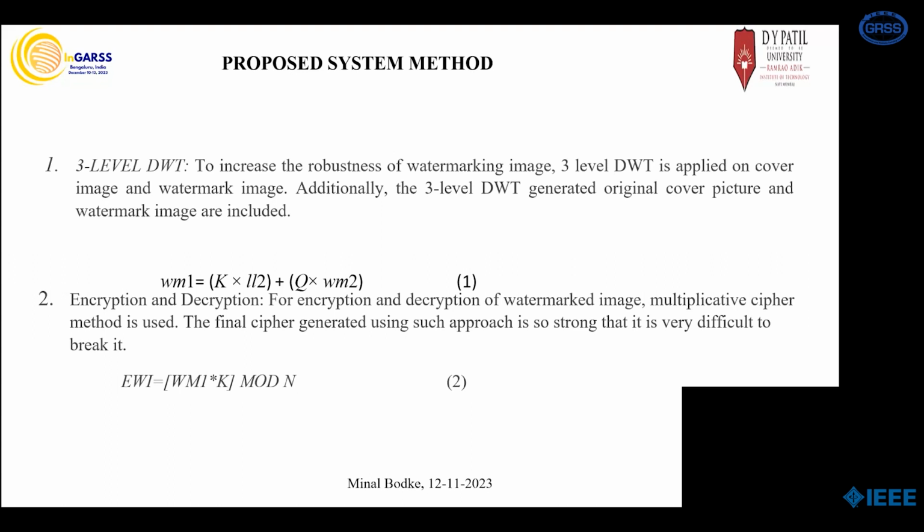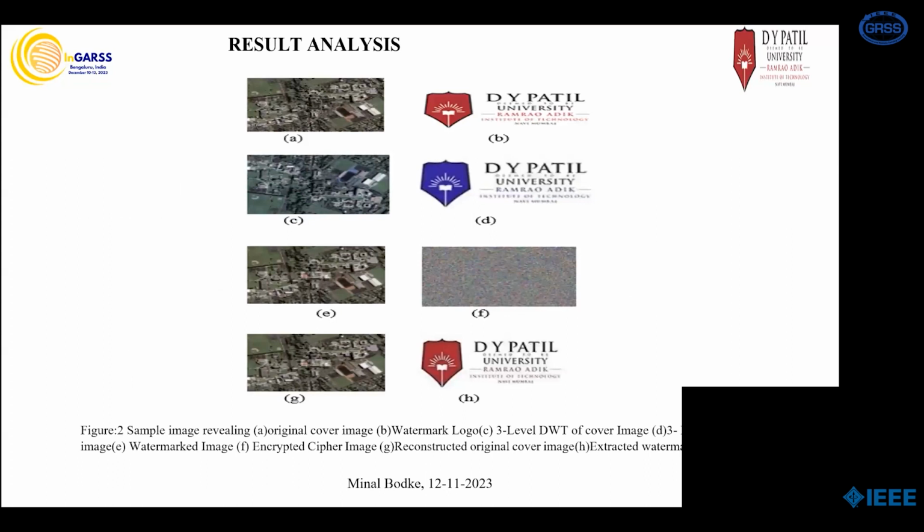Once we have obtained the watermarked image, in the second step we perform the encryption using the multiplicative cipher technique, which is a very simple multiplication. Here we multiply the watermarked image by the key according to the mathematical equation given in equation 2. In this way, we receive a cipher image, and at the receiver end, the process is reversed. We first decrypt the image using the reverse, and then we extract the watermark from the cover image. And as shown in the diagram, we receive two images, that is the reconstructed image and the watermark logo.